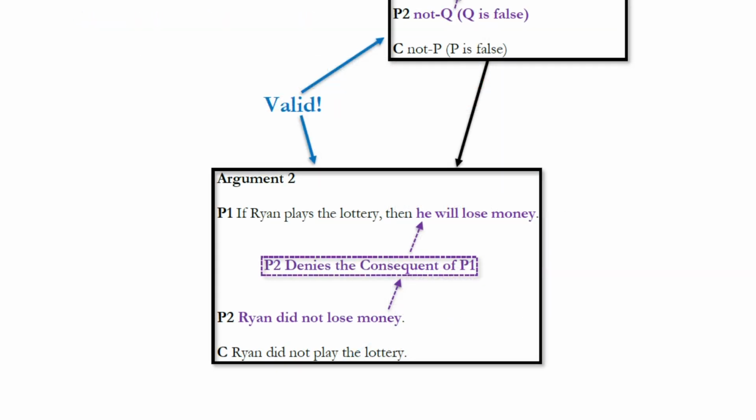The previously discussed argument 2 is an example of the modus tollens argument form. If Ryan plays the lottery, then he will lose money. This means that because losing money is a necessary condition for playing the lottery, we know that if Ryan lost no money, then he also did not play the lottery. Now, because premise 2 denies that Ryan lost any money, the valid inference here is that Ryan did not play the lottery. Because the consequent of the conditional in P1 is false, it follows that the antecedent of the conditional in P1 must also be false. Therefore, here we are looking at a valid argument.